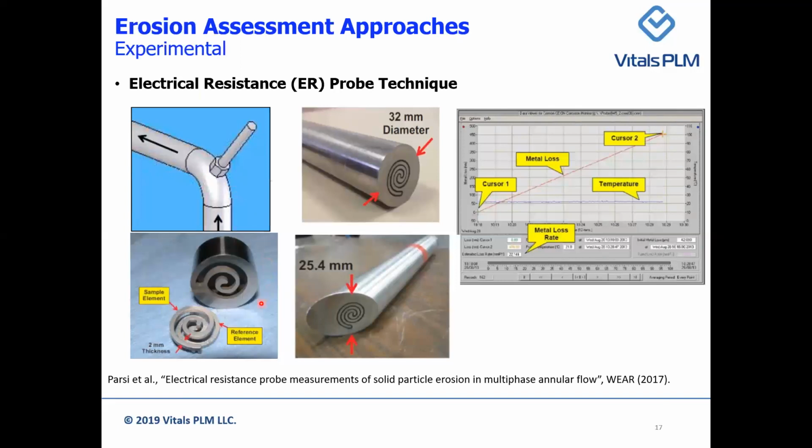Thickness loss in an ER probe is measured using two elements, namely the reference element and the sample element. The sample element is in contact with the flow, while the reference element is protected inside the probe. Therefore, the sample element experiences metal loss. As a result, its electrical resistance changes, and thickness loss of the sample element can be calculated by comparing the electrical resistance between the sample and reference element. So flathead probes are usually used in elbows in order to measure the erosion rate, where the head of the probe is placed as flush with the elbow wall as possible.